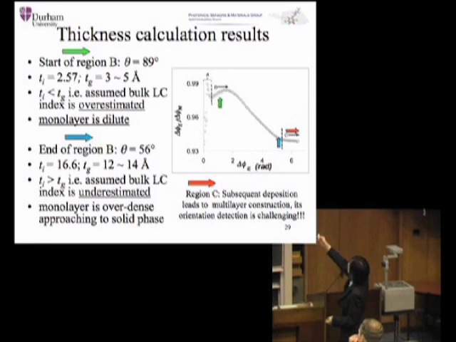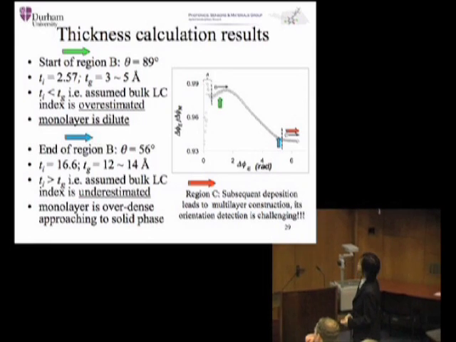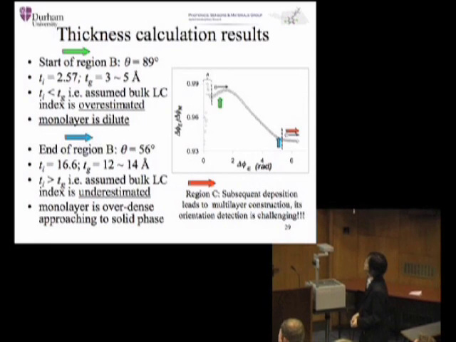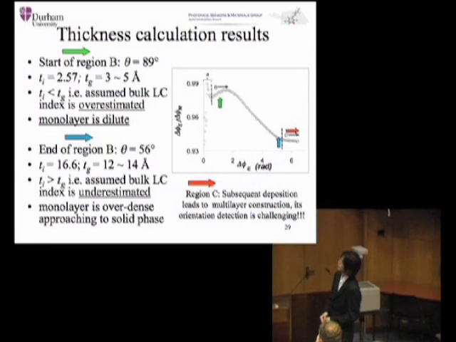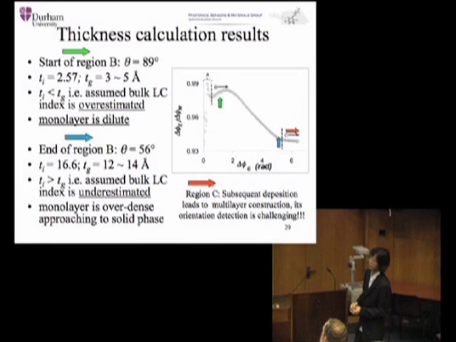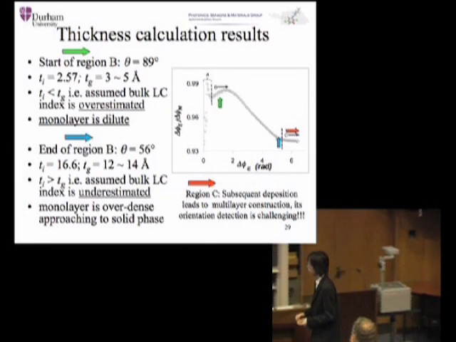So in this region C, we see a subsequent deposition will lead to the Martinet constructions, and the orientation detection of this Martinet will be very challenging.